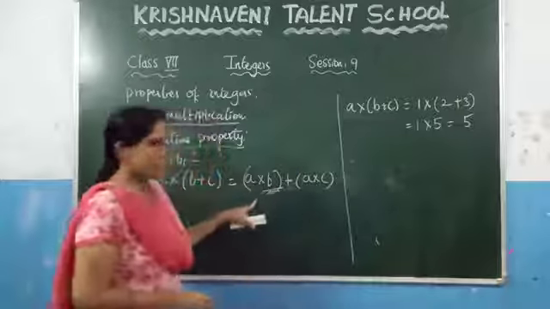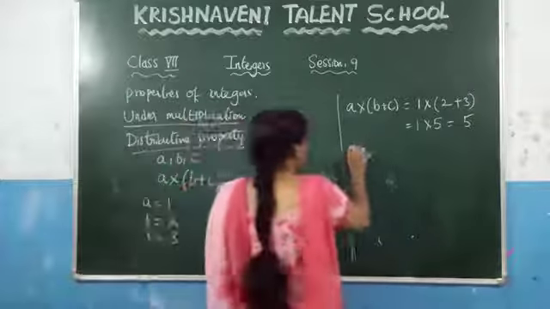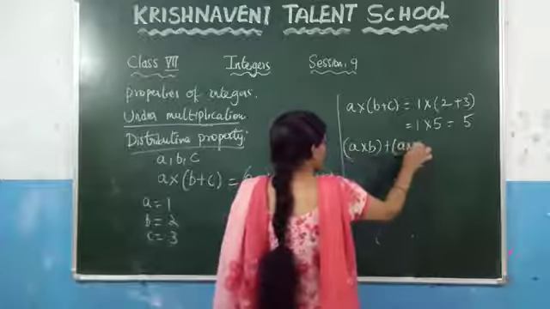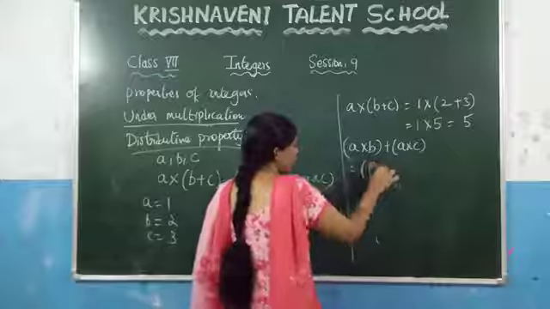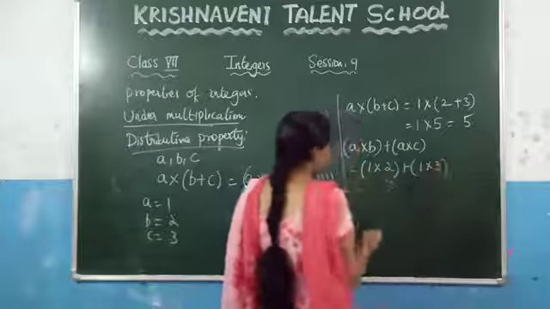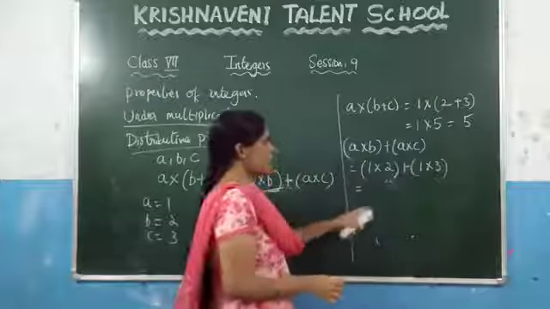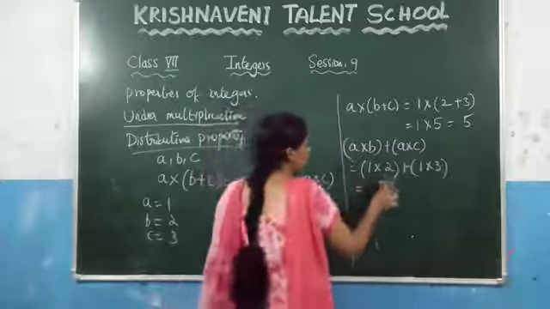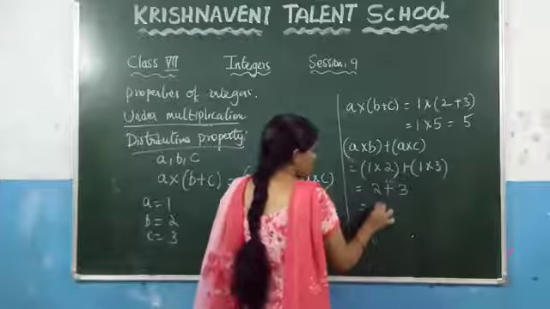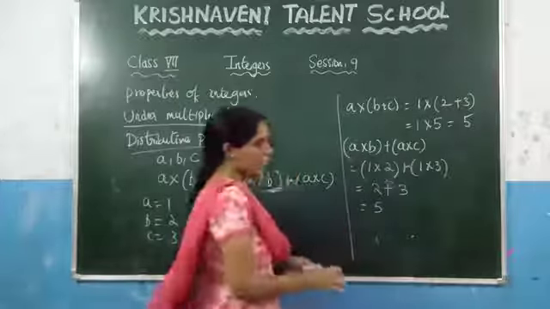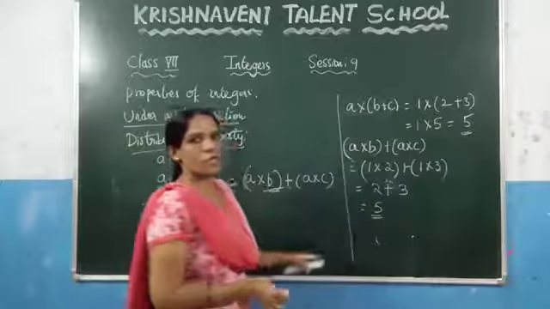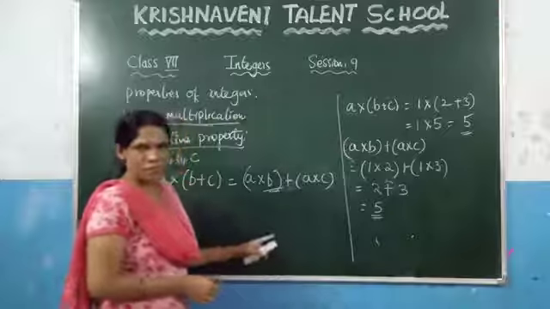Now we need to check the value of RHS. It states a into b plus a into c. We need to calculate this value. What is the value of a? 1, b value 2, a value 1, c value 3. Now you need to solve what is in the brackets first. What is the value of 1 into 2? 2 plus what is the value of 3 into 1? 3. What is the value of 2 plus 3, which is 5. Here we got the answer as 5. From this we can say LHS is equal to RHS.